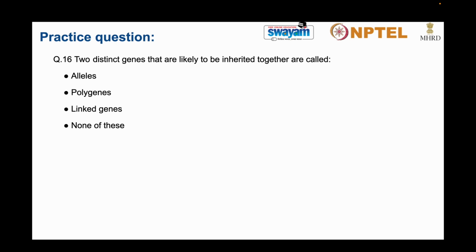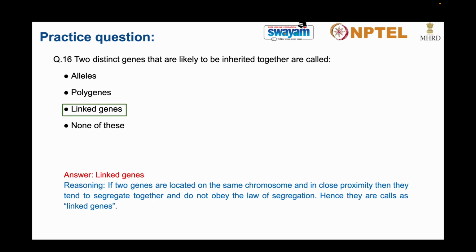It's very easy. Few students have mentioned option 3 in the chat, and few students are confused with option 1. Okay, let's see. So the correct answer is option C, that is linked genes. Whenever two distinct genes have a higher probability of being inherited together, they are known as linked genes, and they are present closer to one another.